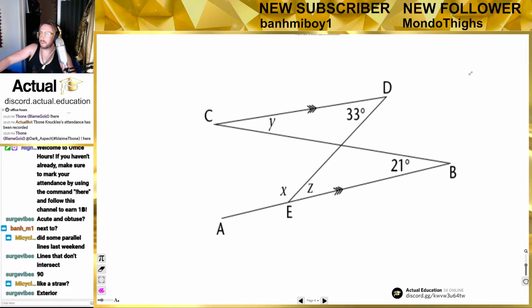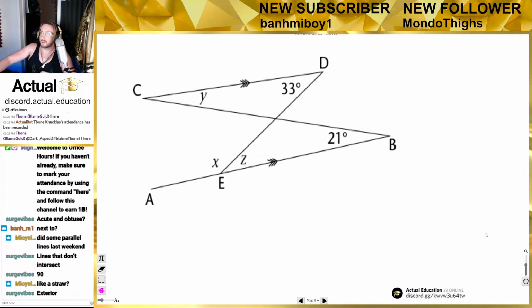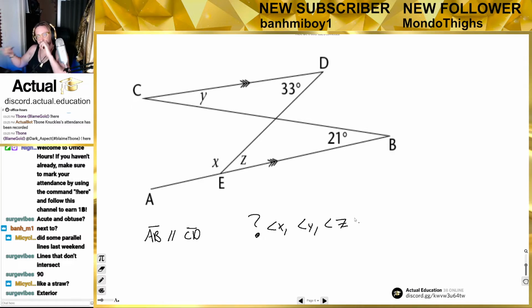Okay, here's a good one. All right, they want you to figure out what angle Z, angle X, and angle Y are. What you're given is that line AB is parallel to line CD. I want you to figure out, give me angle X, angle Y, and angle Z.